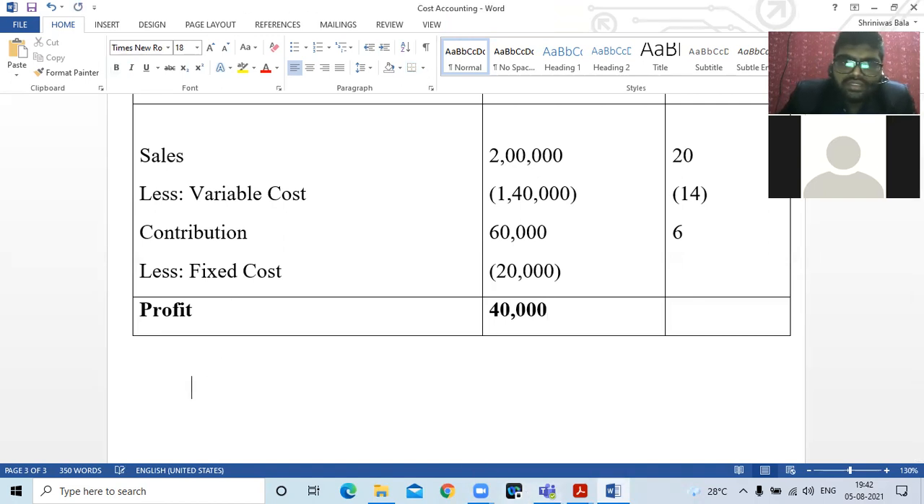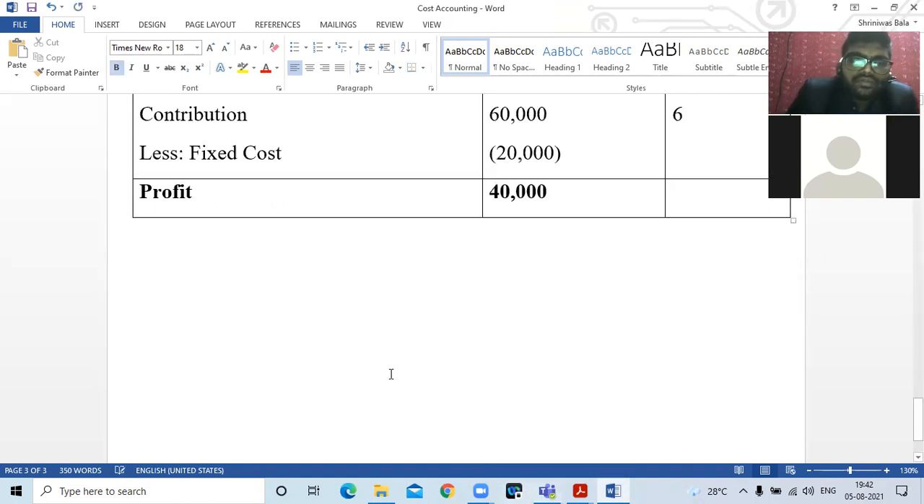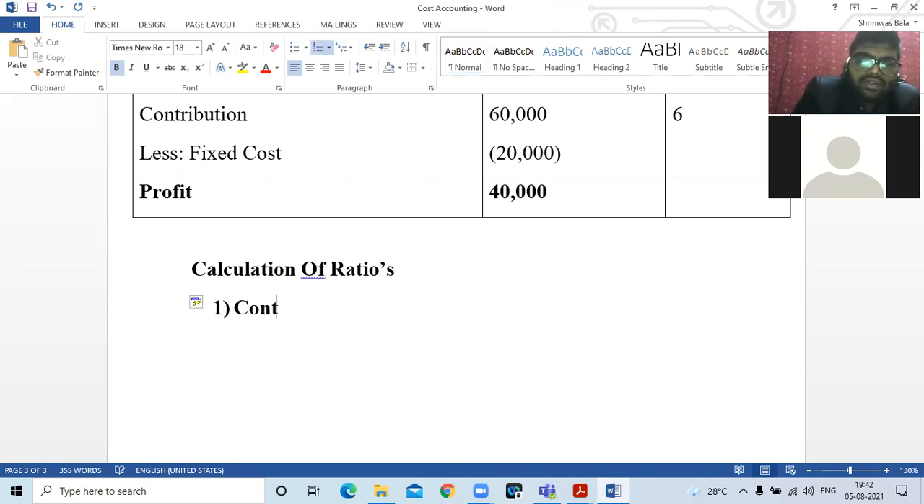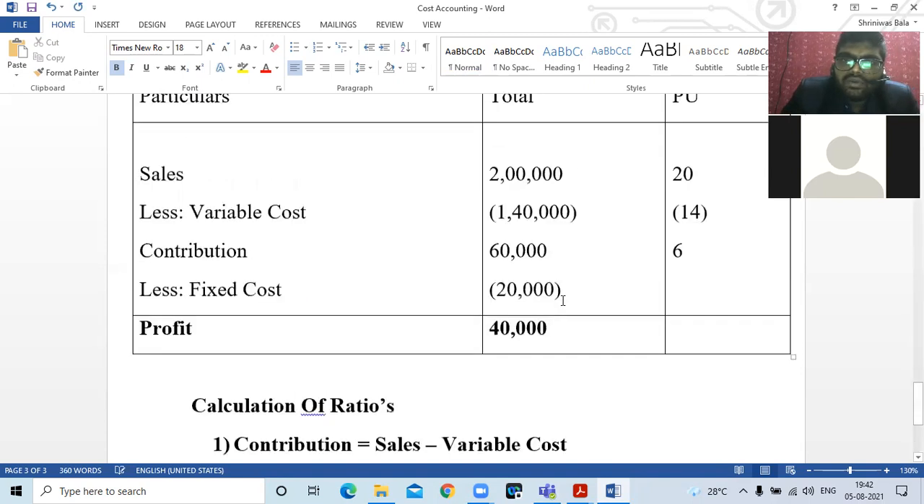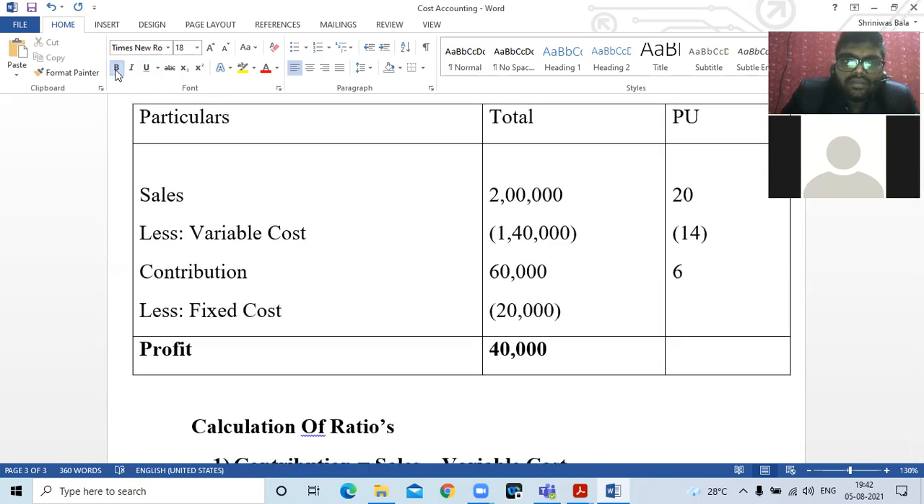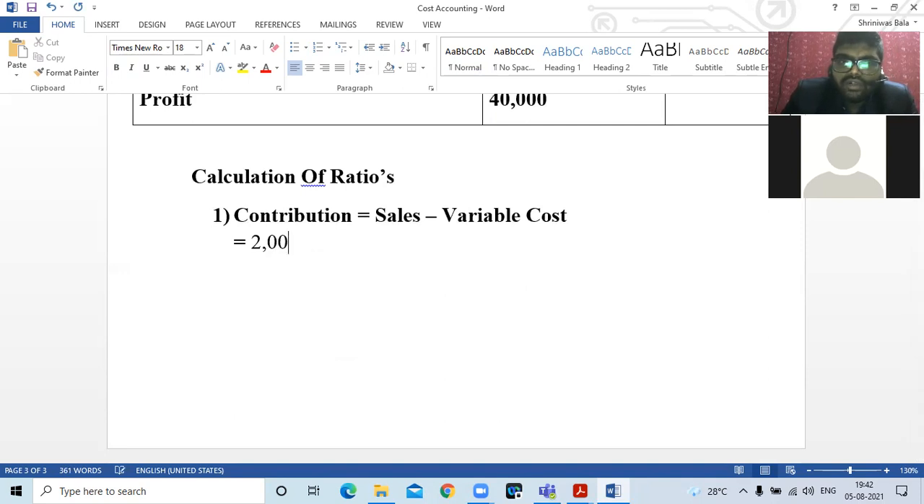So from here I'm writing the calculation of ratios. First, they ask us to calculate contribution. What was the formula for contribution? Sales minus variable cost. So what is your sales here? Your sales is 2 lakh, variable cost is 1,40,000. So 2 lakh minus 1,40,000, your contribution will be 60,000.